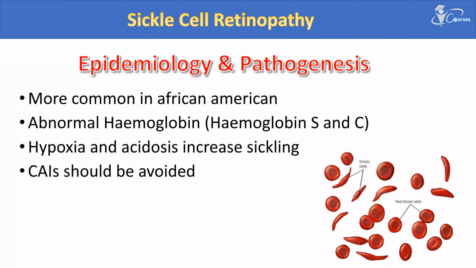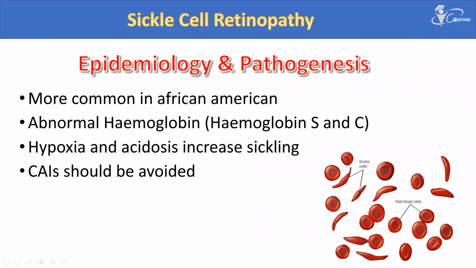Another disease that will cause retinopathy is sickle cell retinopathy. So sickle cell retinopathy is caused by sickle cell disease. It is one of the hemoglobinopathies. So the patients, instead of having normal hemoglobin, will have a mutation in the gene responsible for hemoglobin formation, resulting in formation of hemoglobin S and hemoglobin C. These are abnormal hemoglobins. They are sickle in shape. So this disease, again, is more common in African Americans.